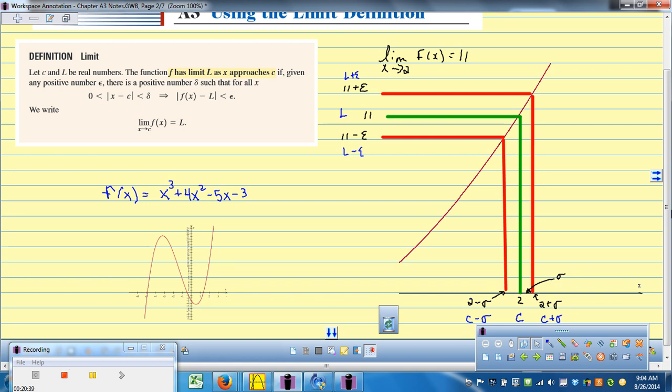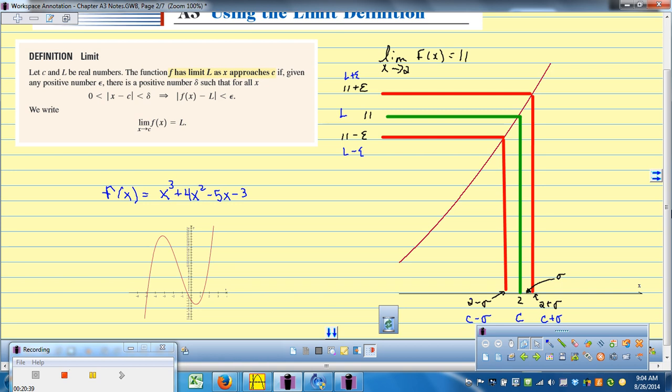Okay? So the limit as x approaches 2 of f of x equals 11 is what we are trying to think about right here. So in this case, our c is 2, our L is 11, okay? And I've sketched in epsilon and deltas, but I haven't given them numerical values. All right? So this limit is true if for any positive number epsilon, which is the distance between L and this red line up here, and the distance between L and this red line down, there exists a delta.